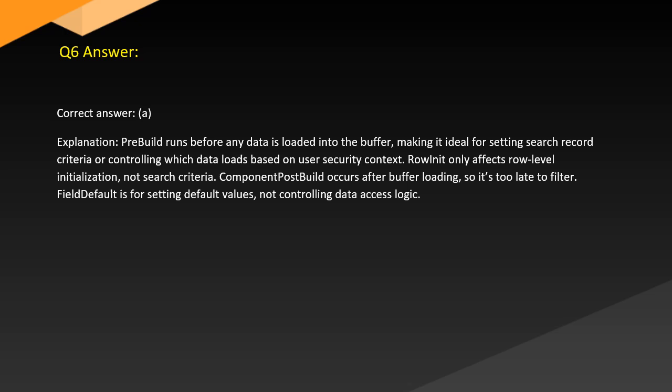Answer. Correct answer. A. Explanation. Pre-build runs before any data is loaded into the buffer, making it ideal for setting search record criteria or controlling which data loads based on user security context. Run-it only affects row-level initialization, not search criteria. Component post-build occurs after buffer loading, so it's too late to filter. Field default is for setting default values, not controlling data access logic.